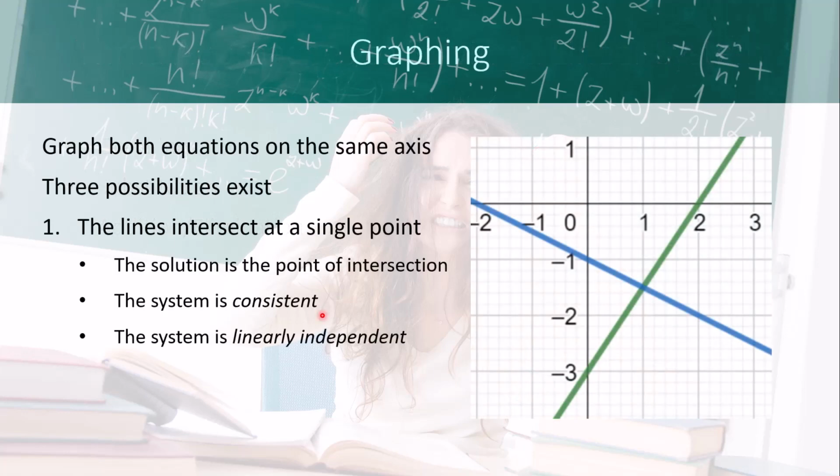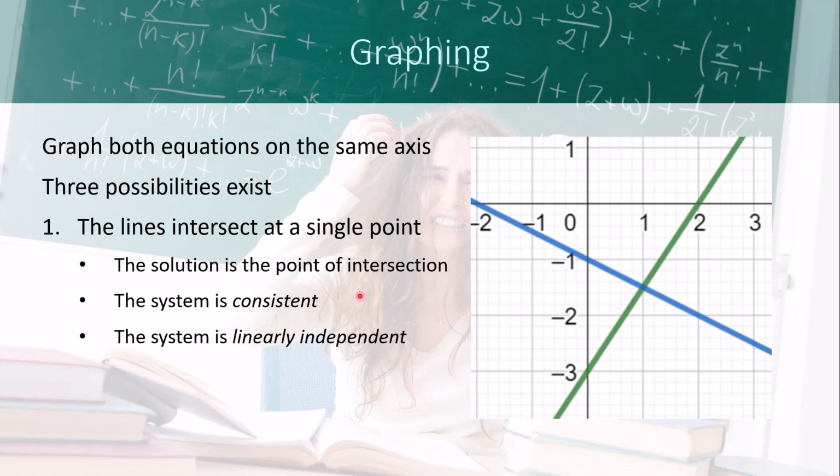This is graphing. What do you do? You graph both equations on the same axis, just like what we have here. And if you do, there are three possibilities. This is possibility one. The lines intersect at a single point. The solution is basically that point.